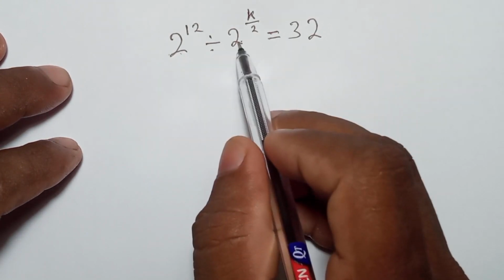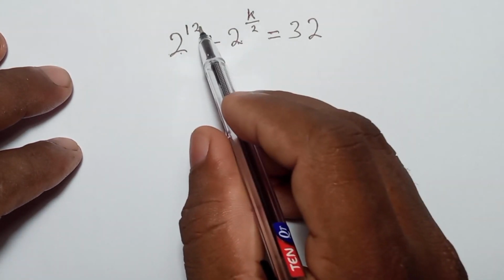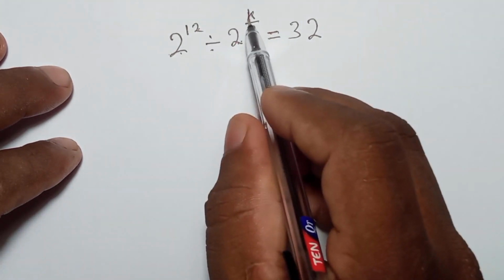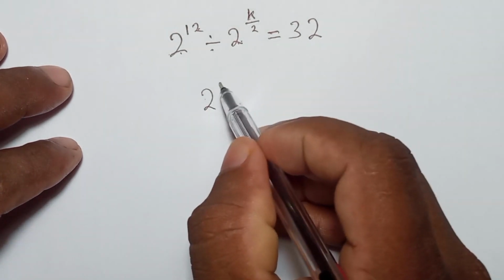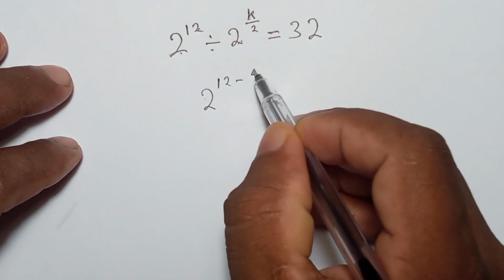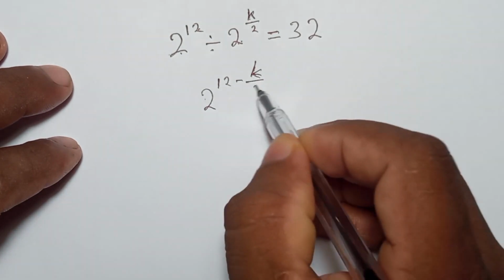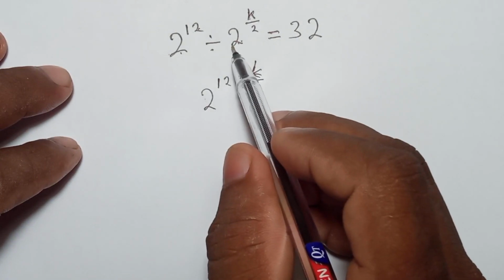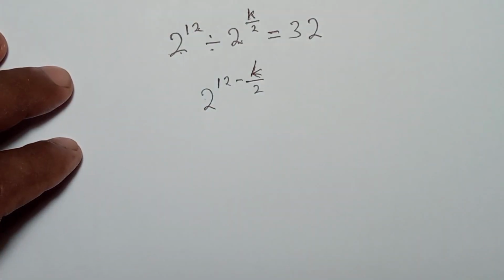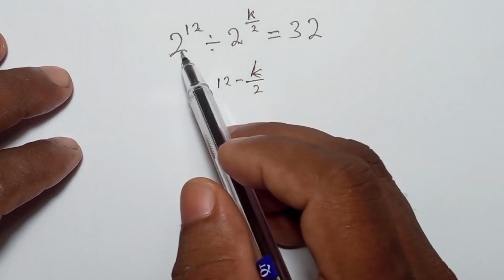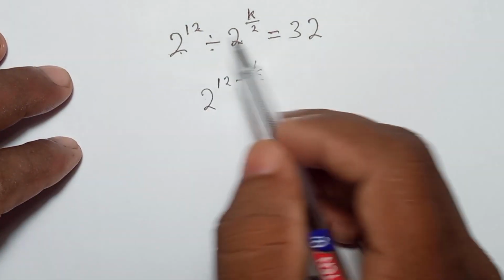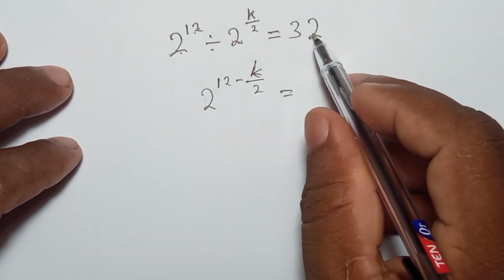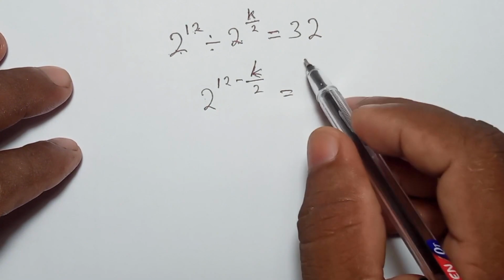2 and 2, and here division, so you can subtract this index from this index. You can write it like this: 2 to the power 12 minus k over 2, from this index subtract this index. When you have this type of situation, we use this index rule. Same base, that base you can write, from this index subtract this index, and this side will also be written as 2 to the power of something.